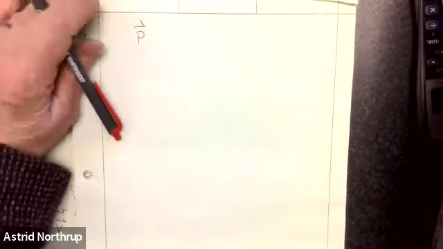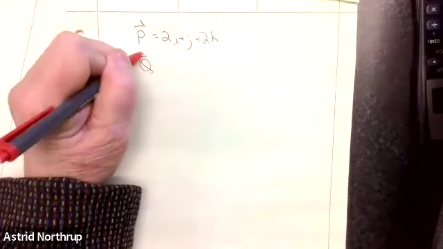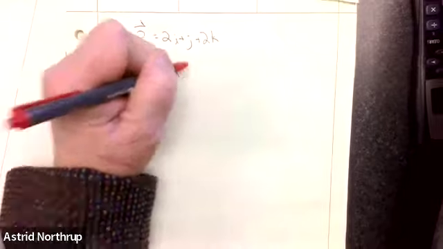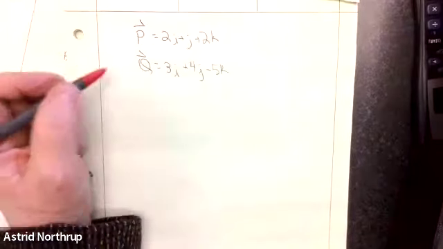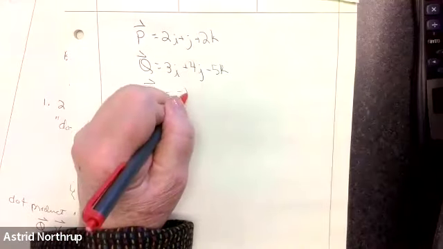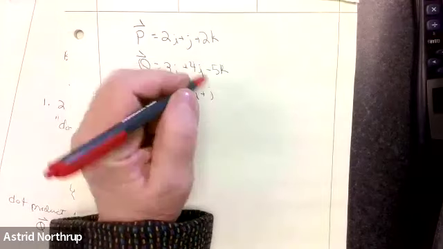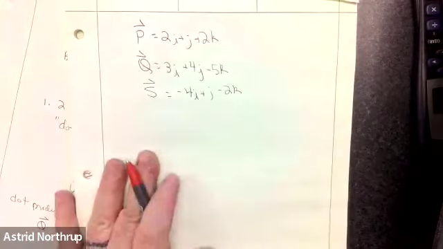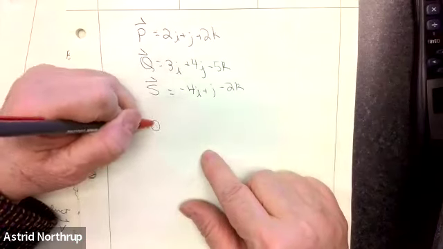In the problem that I'm going to be working with, the vector P is equal to 2i plus j plus 2k. The vector Q is 3i plus 4j minus 5k. And the vector S is negative 4i plus j minus 2k. All right. So if we talk about a dot product, let's say, what is P dotted with Q?